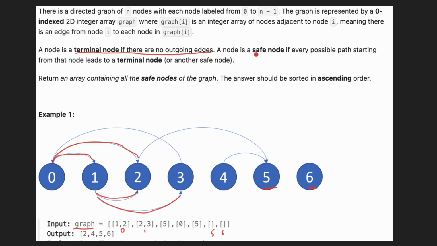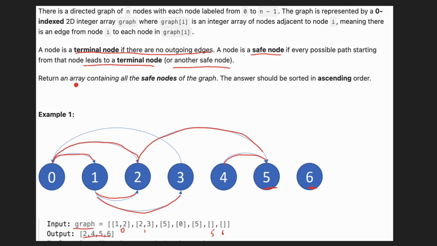Also, we are given a definition of a safe node. A safe node is a node where every possible path starting from that node leads to a terminal node or another safe node. So for example, in this case we have 4, which is a safe node because we have only one outgoing edge and it goes to 5, and we have 2 which also has one outgoing edge which goes to the terminal node 5.